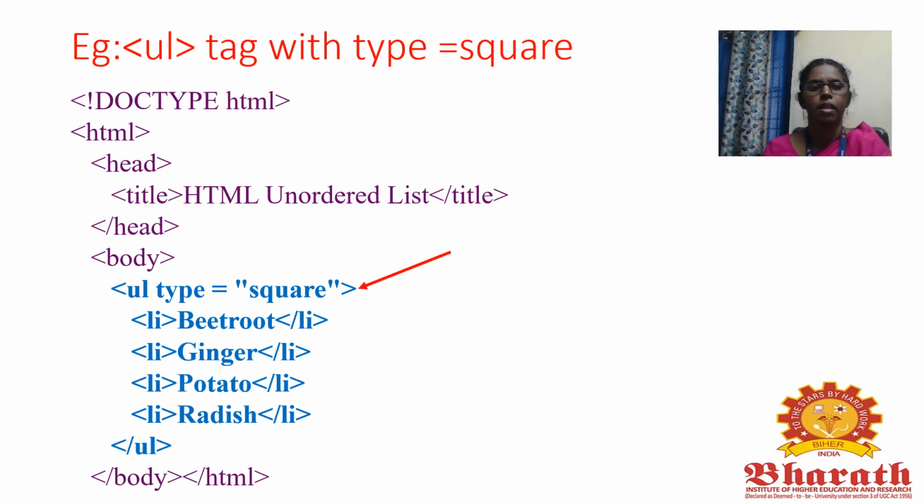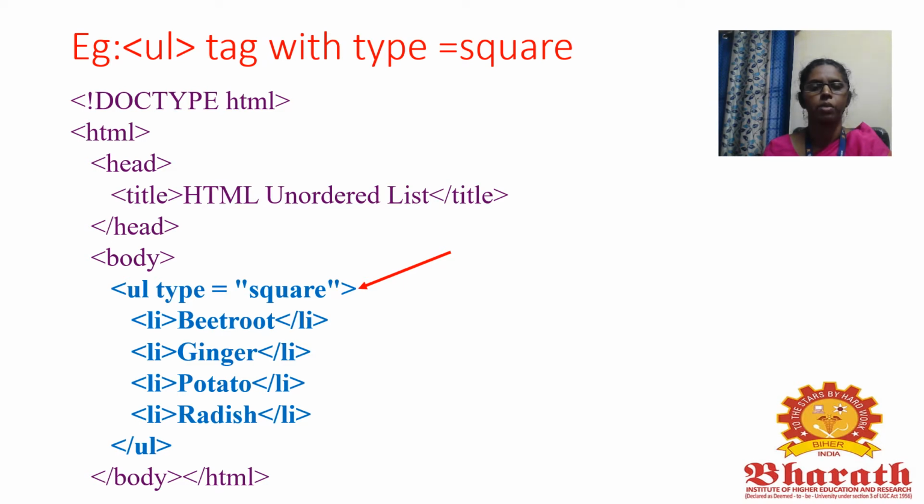Since it is an unordered list, we have to use the UL tag. After that we have to mention the type of the unordered list, that is what type of bullet we need in this list item. So here I am using the type as square. After that, I have to specify the list items, that is beetroot, ginger, potato, radish. Then I have to close the unordered list /ul. After that, I have to close the body, then close the HTML.